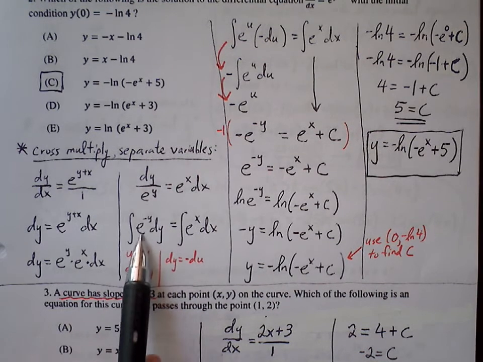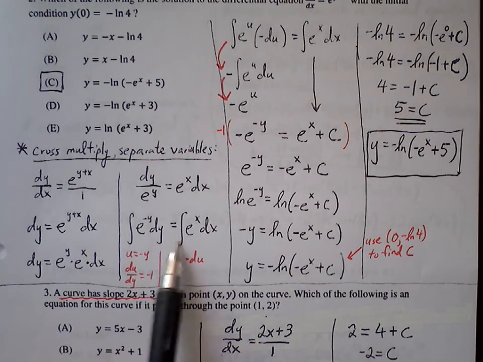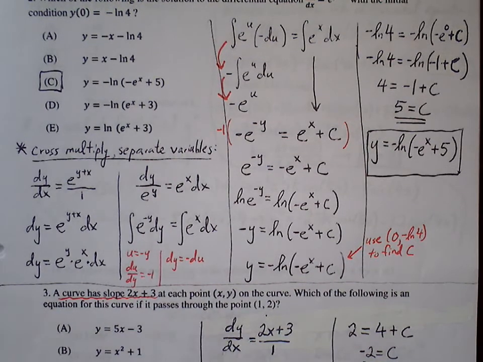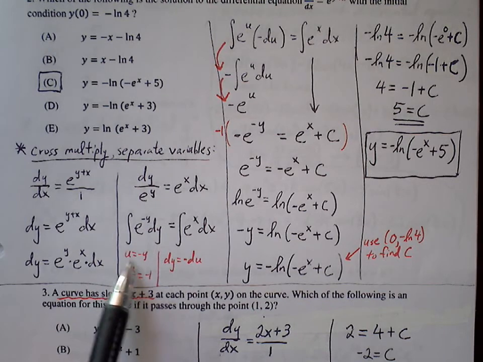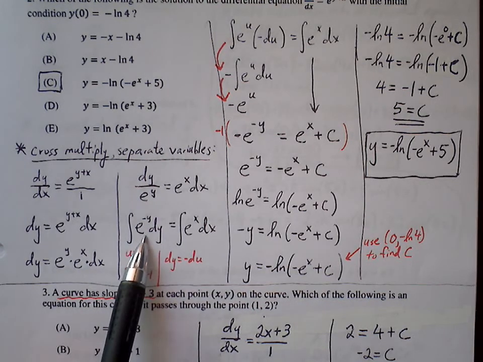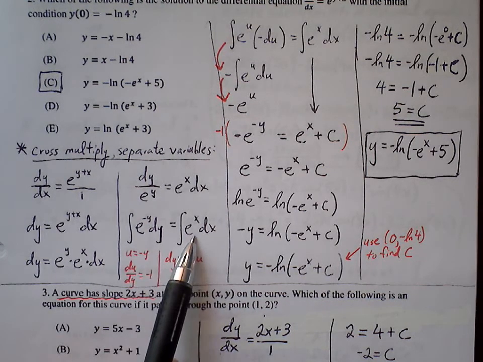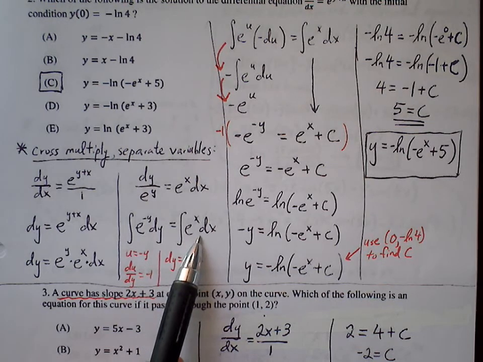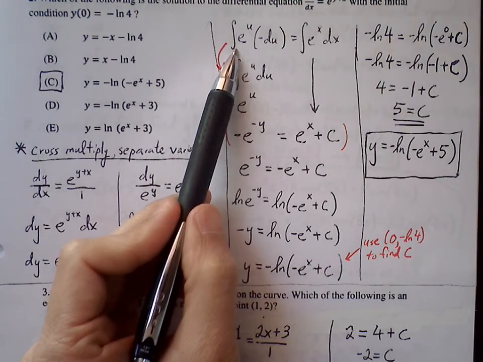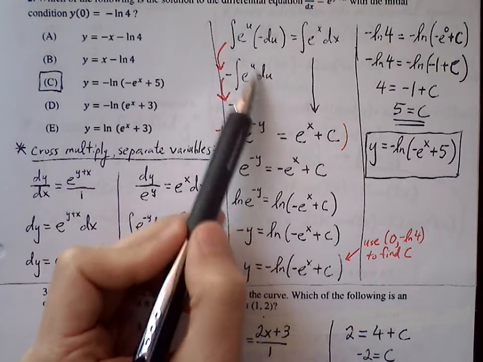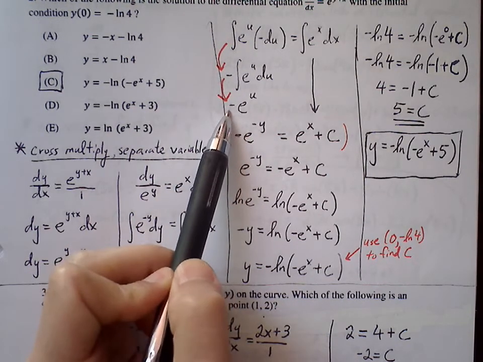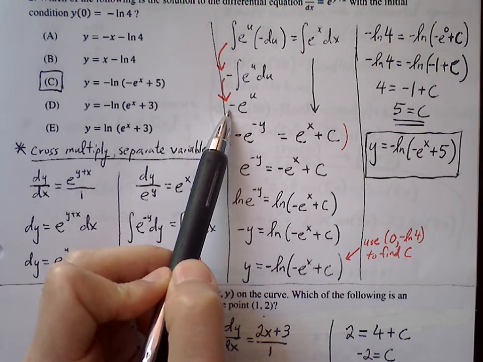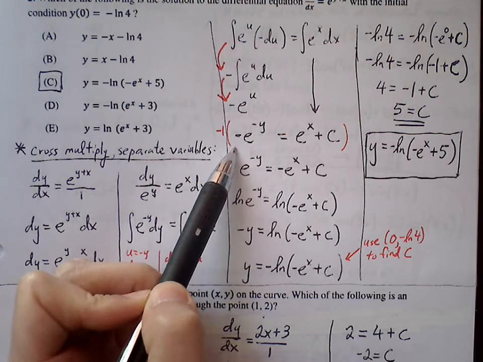Bring that e to the y up, and now we can apply the e to the u rule for both sides. Here I have e to negative y, so I need to force that to be our u value, which will produce a negative 1 derivative. E to the x is just e to the x. We don't have to go through u substitution there. So when I go through u substitution on the left side, that negative is going to carry over to my antiderivative. So I'm left with negative e to the u, which is negative e to the negative y.